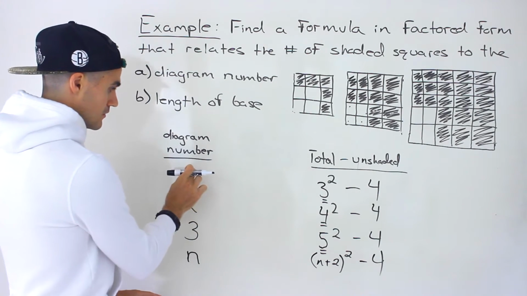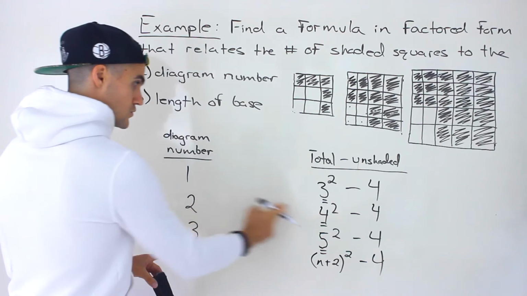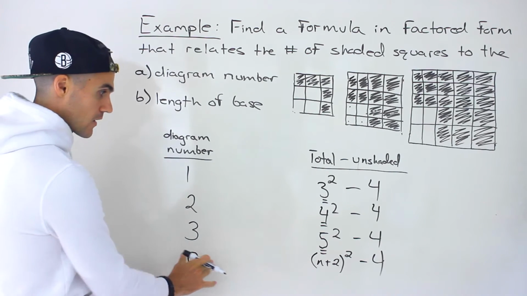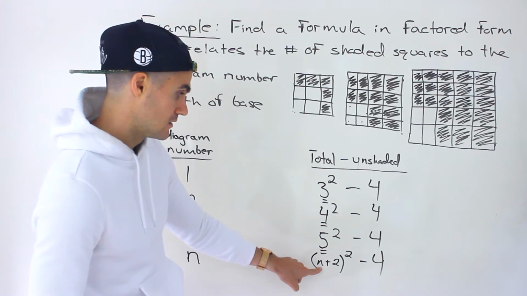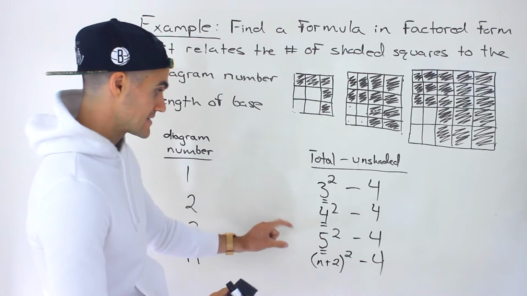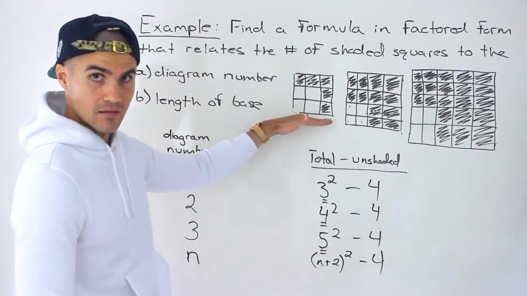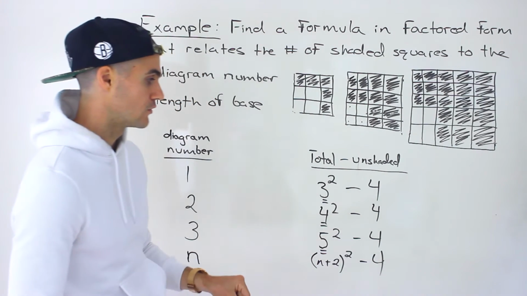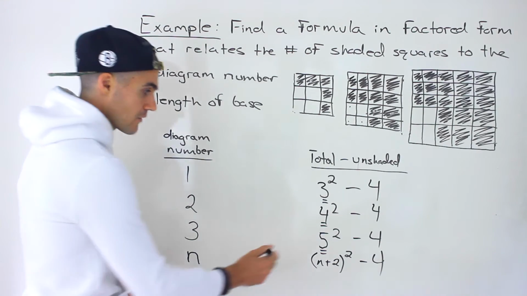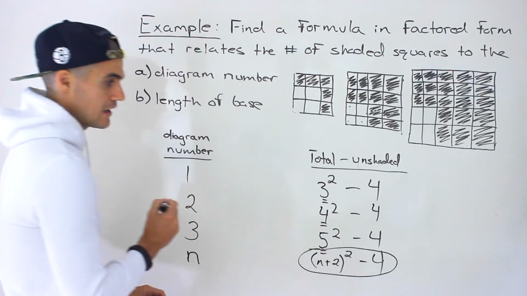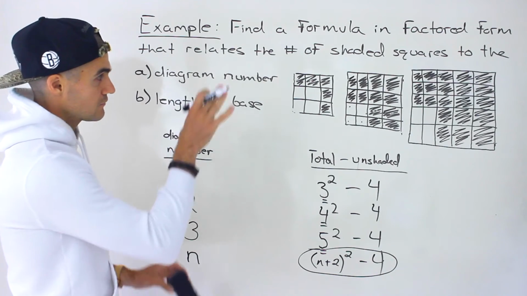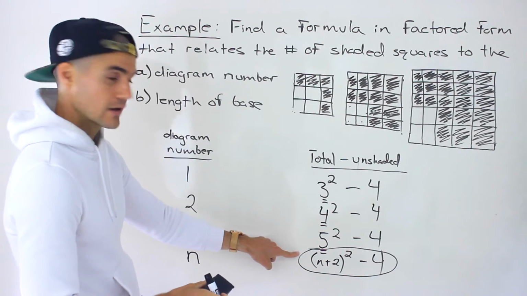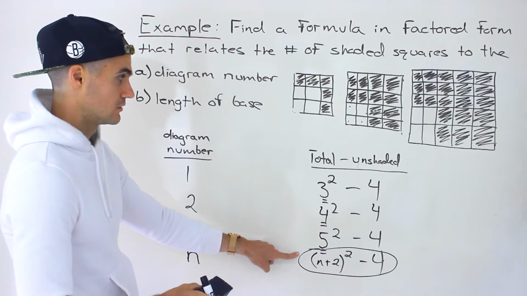Right? So one more time. The 1 and the 3, difference of 2. The 2 and the 4, difference of 2. 3 plus 2 gives us 5. So if we're on the nth diagram, it's going to be n plus 2. And that's going to be the base length, pretty much. And then we have to square it to get the total number of squares. And then we're subtracting 4. Right? And so that right there ends up being the expression. So we still have to put it in factored form and all, but that's a good start right there in terms of getting the actual general expression.